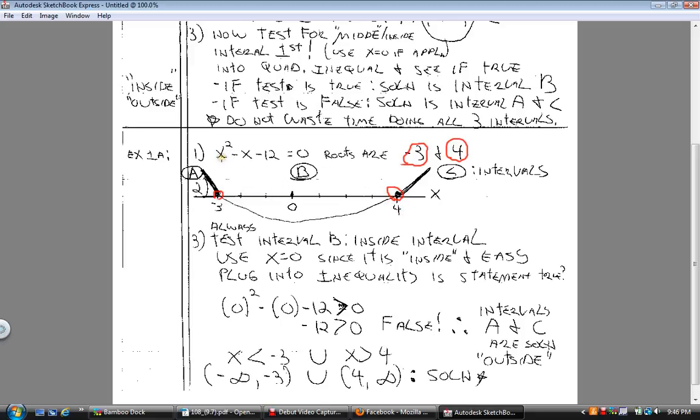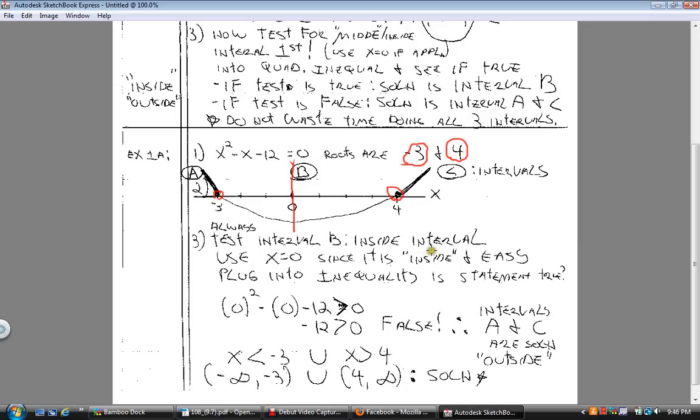We know the graph is going to open up. The vertex is going to be somewhere below. If you want to, you can put a little y-axis here if that would help you. And now you can identify the intervals. A is on the left outside, B is in the middle, and C is on the right outside. Which, if we find the interval B, we're going to go ahead and see what happens here.